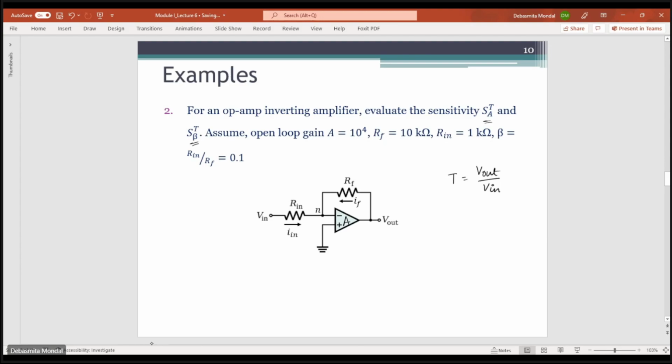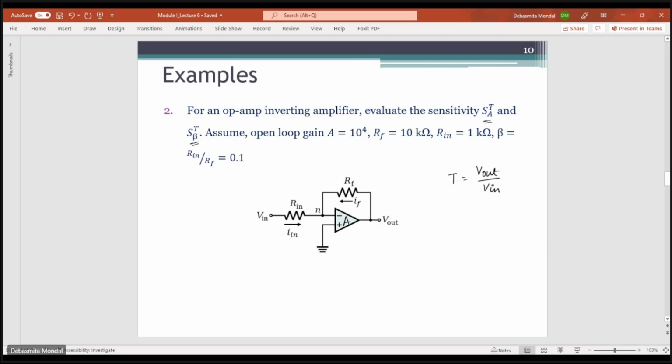At the end you substitute these values and you will get S_A^T and S_beta^T. I want all of you to solve this problem, and in tomorrow's class I want the answer and I want you to tell me how you solved it. Just giving me the final answer will not be sufficient. You have to tell me how you solved the equation and how you found the sensitivity. So you have to do this by tomorrow. In tomorrow's class I'll ask.